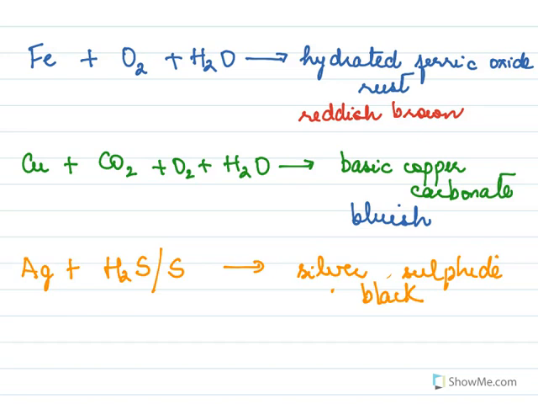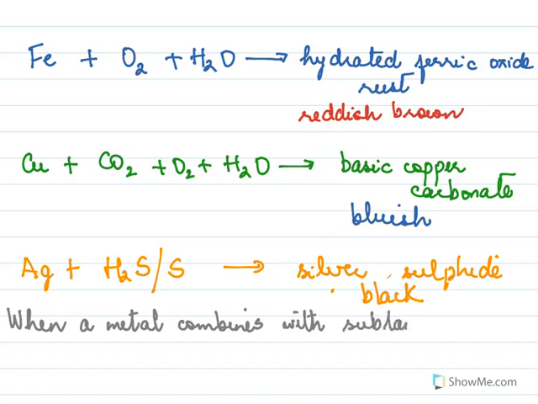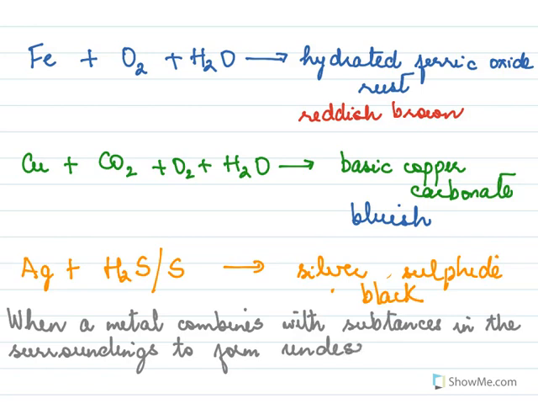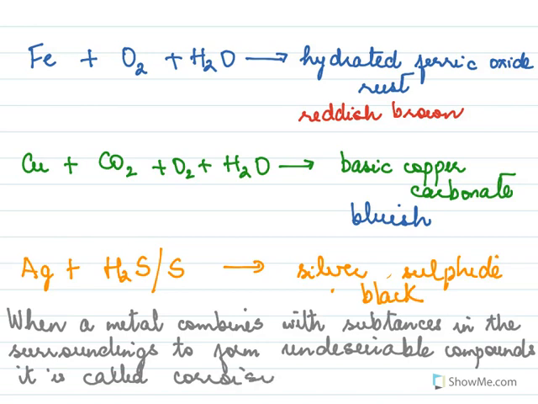These are examples of corrosion. So when we define corrosion, we'll see when a metal combines with the substances in the surrounding to form undesirable compounds, it is called corrosion. So the important point is it is a metal that combines with the substances around to form undesirable compounds. This is called corrosion.